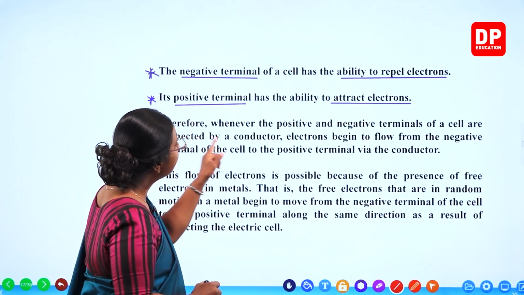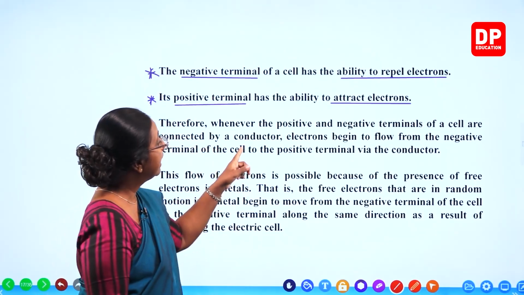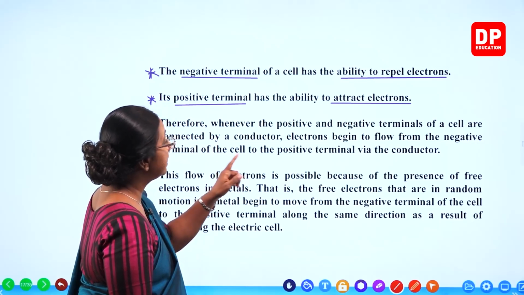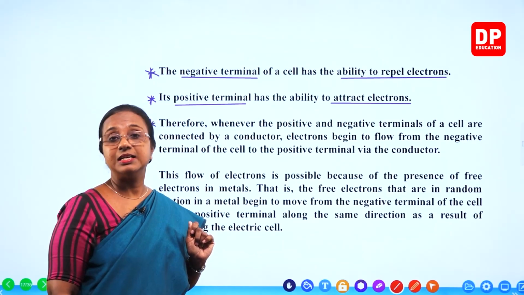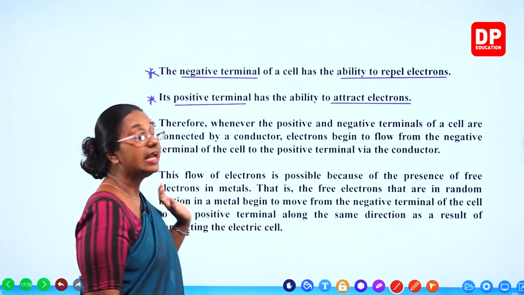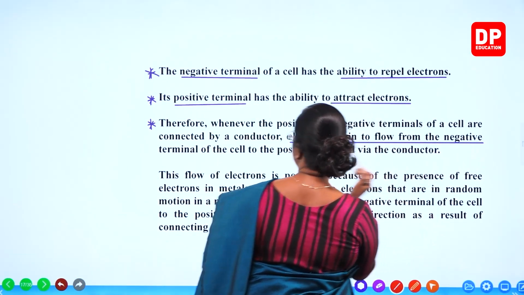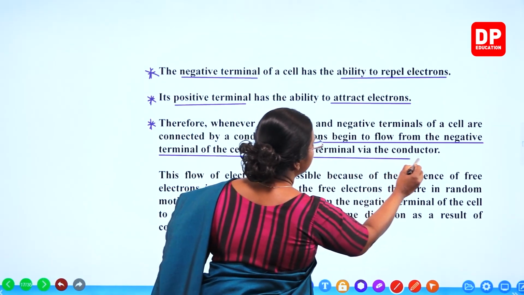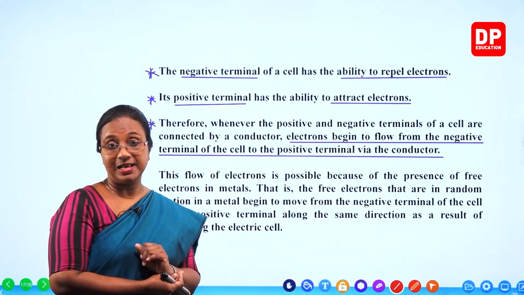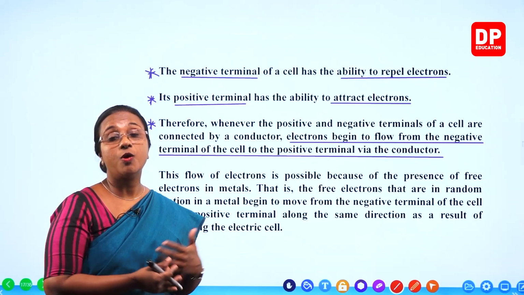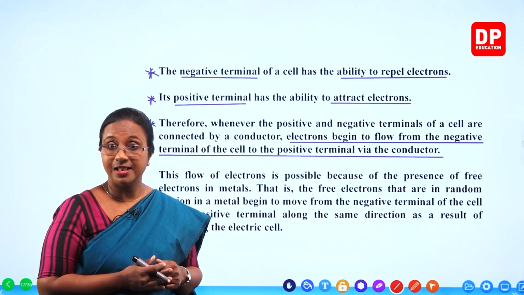Therefore, whenever the positive and negative terminals of a cell are connected by a conductor, electrons begin to flow from the negative terminal of the cell to the positive terminal via the conductor. This is what I explained to you all. So that is the current electricity, or flowing of current through a conductor when connected to a dry cell.